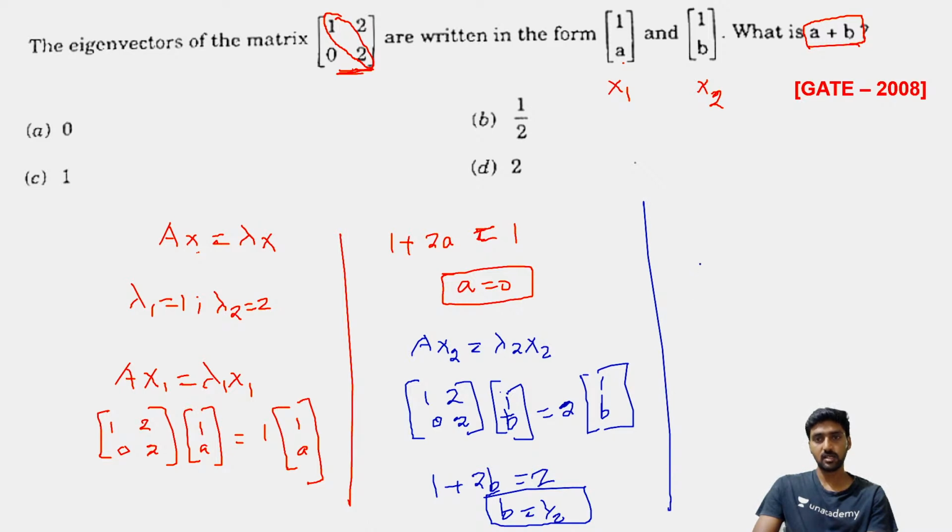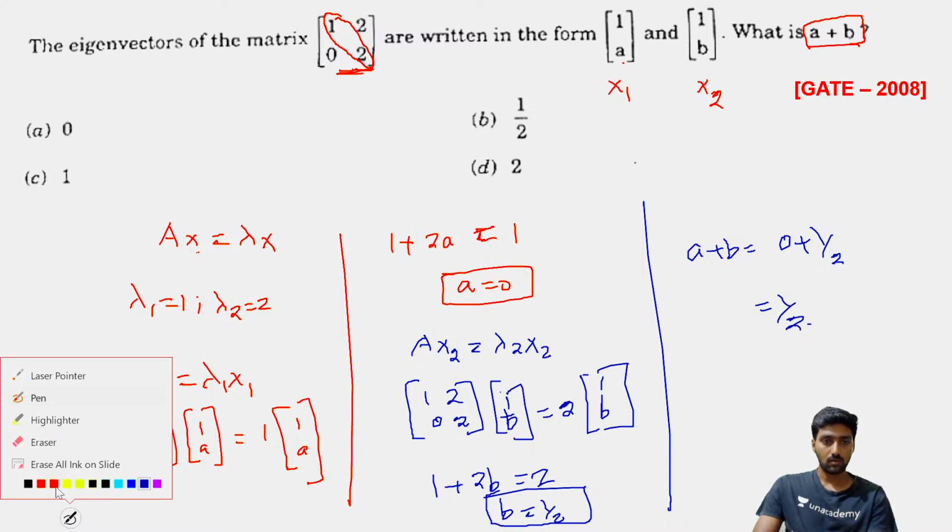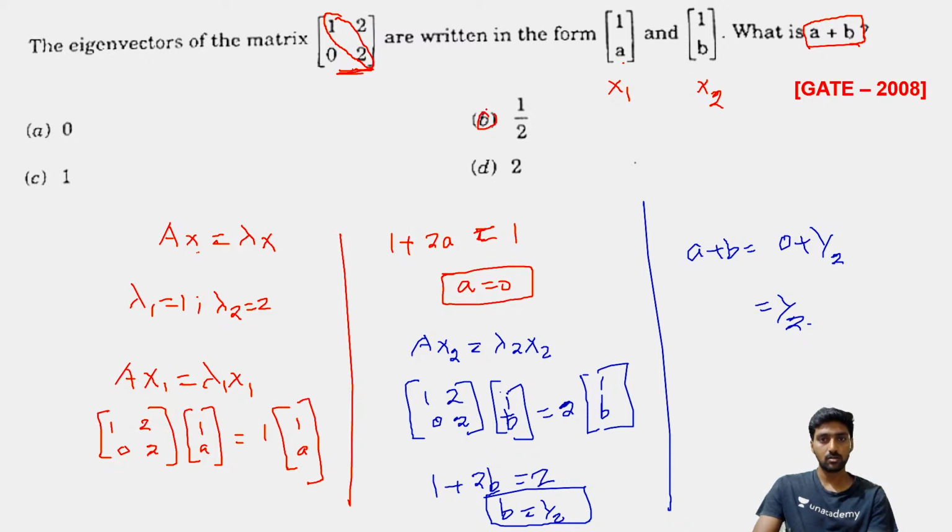And what will be the answer? It's a plus b. a plus b is equal to 0 plus 1 divided by 2, which is equal to 1 divided by 2. And the solution? What will be the solution? It's option B.